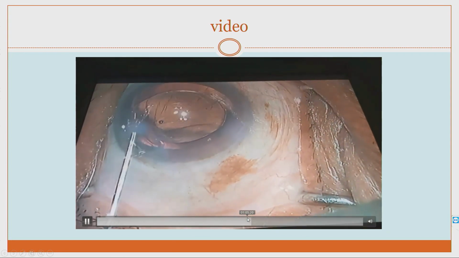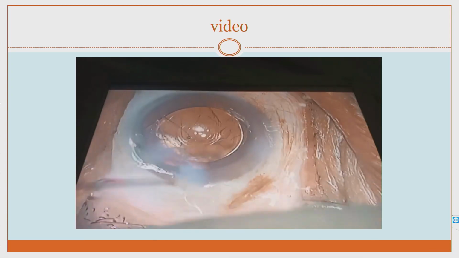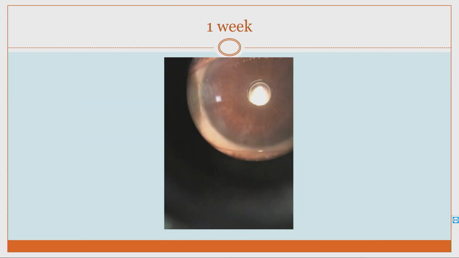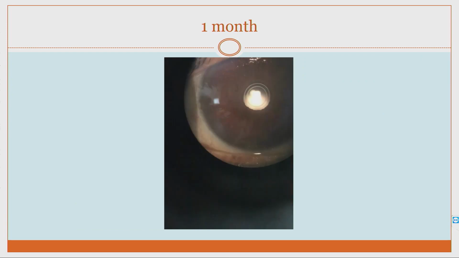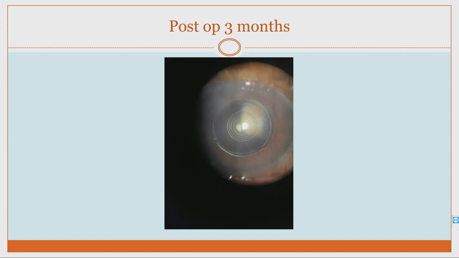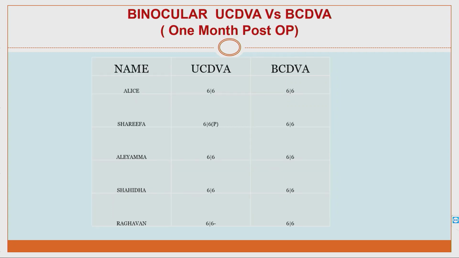This is the IOL which is implanted. You can see the rings which are seen very clearly. And this is the day 1 and day 2. This is 1 week, 1 month, and up post dilatation. The IOL is very well centered. There's no PCO. So here I get uncorrected distant vision of 6/6 to 6/9 monocular, and binocular it's almost 6/6 in all the patients.